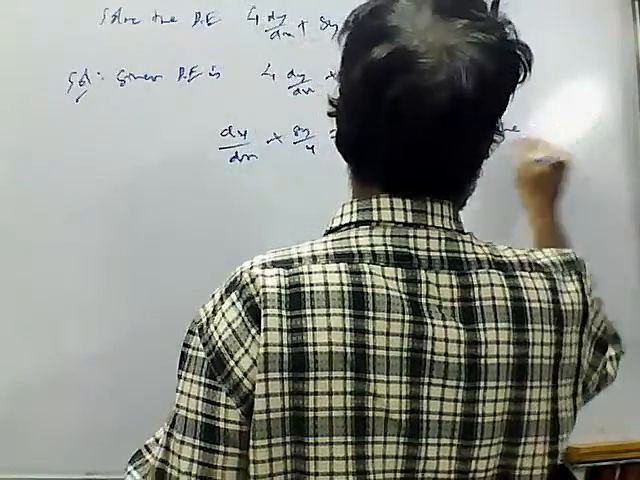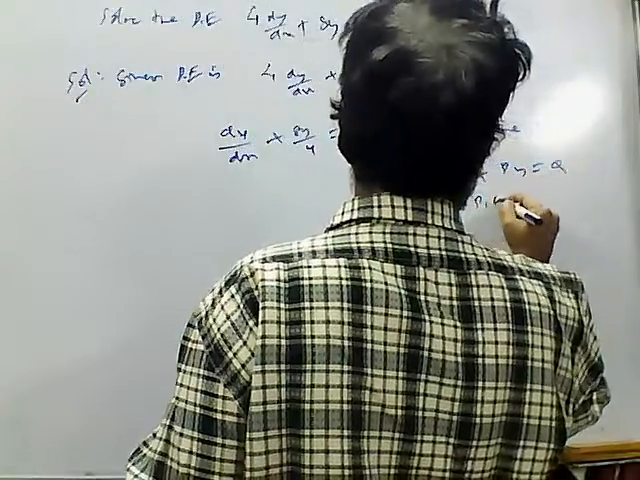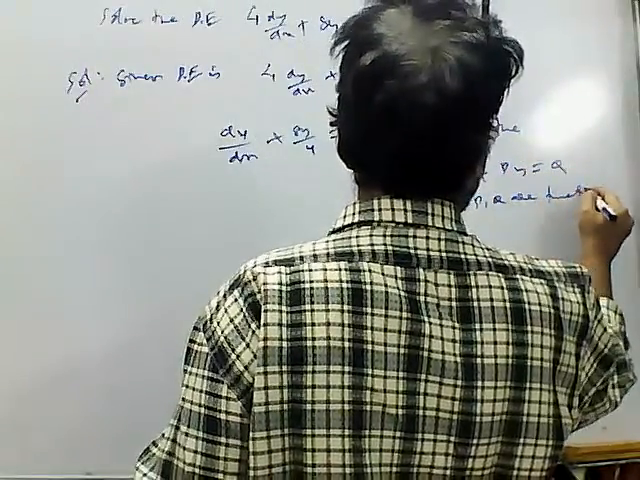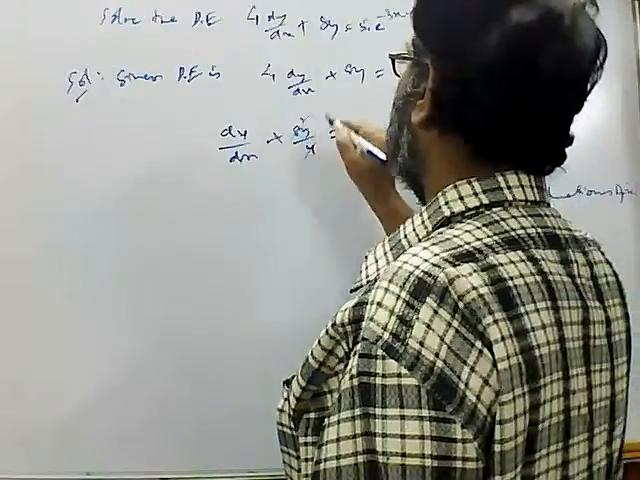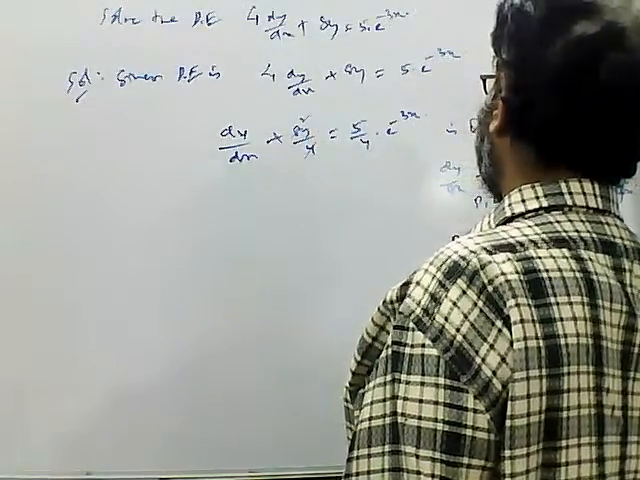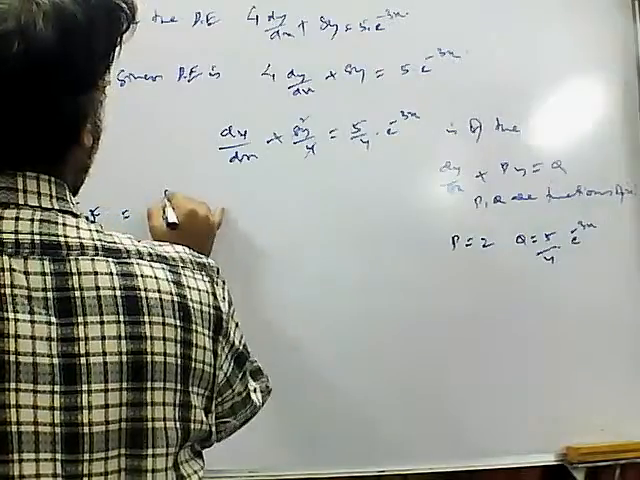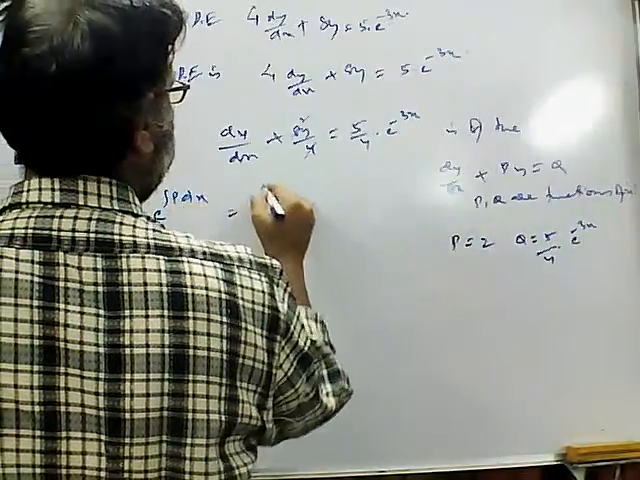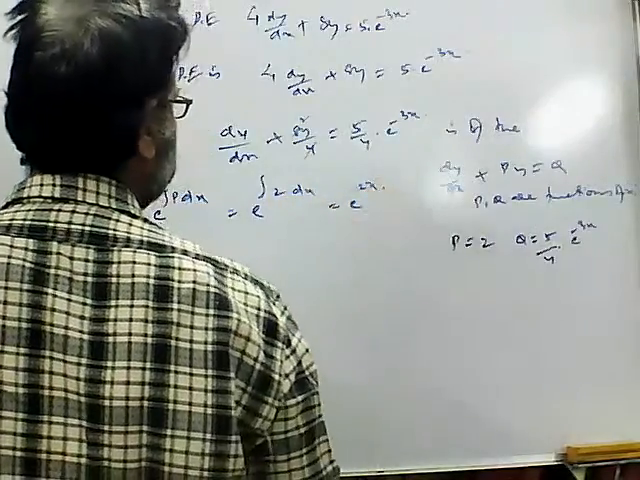This is of the form dy/dx + Py = Q, where P and Q are functions of x. So P is equal to 2, Q is equal to 5/4 e^(-3x). Therefore, IF is equal to e^(∫P dx), which is e^(∫2 dx), which is equal to e^(2x).